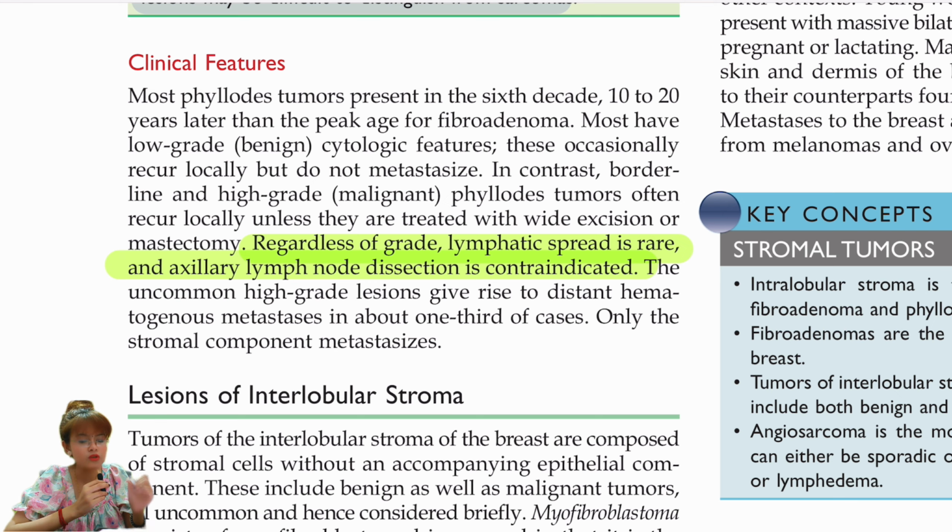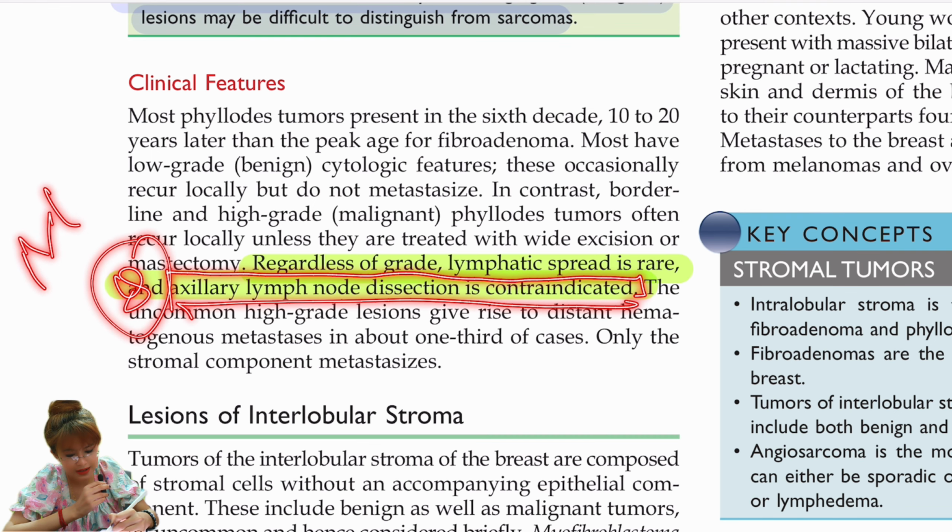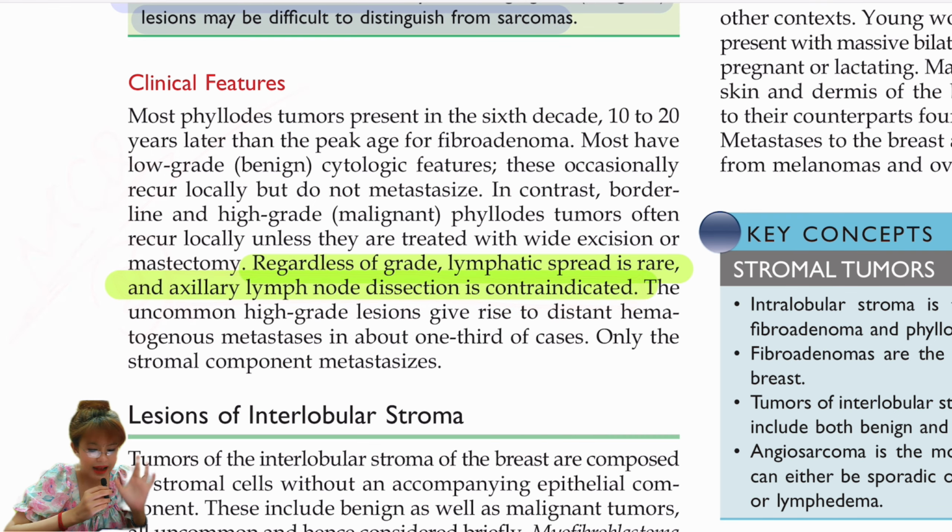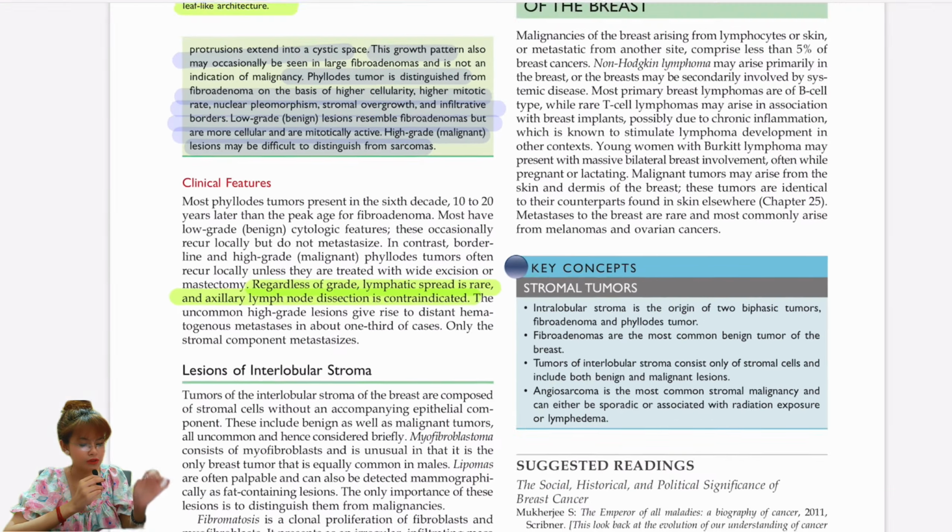Now the last most important point, an important MCQ point, is that lymphatic spread is rare in case of phyllodes tumor, and therefore axillary lymph node dissection is contraindicated. Very important MCQ point: in case of phyllodes tumor, axillary lymph node dissection is contraindicated regardless of the grade of the phyllodes tumor. This is the last MCQ of the day.